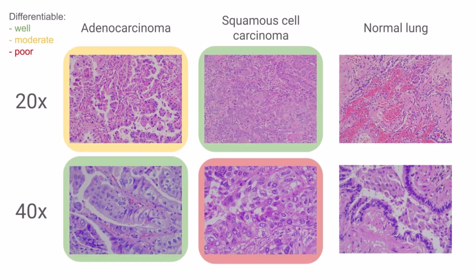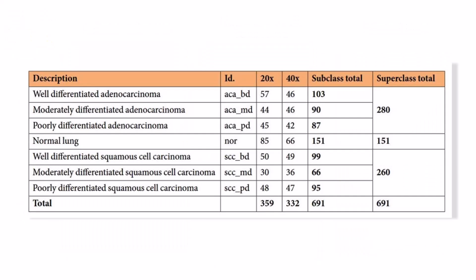All of this highlights how much training is needed to accurately interpret these images, and it shows how a well-performing AI model can significantly support the diagnostic process. This table, taken from the LungHist700 paper, shows the number of samples per superclass and subclass. As you can see, the dataset is fairly balanced across categories, with a slightly smaller number of normal lung samples.